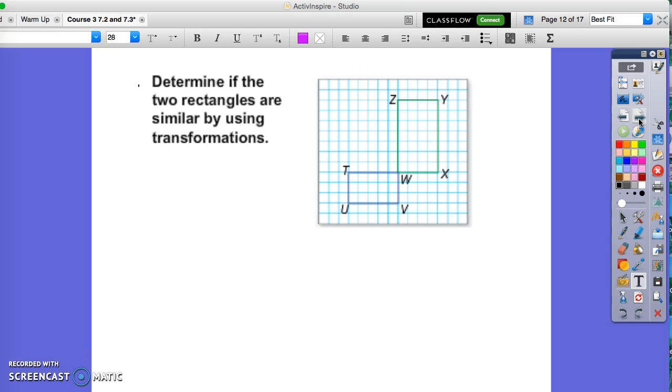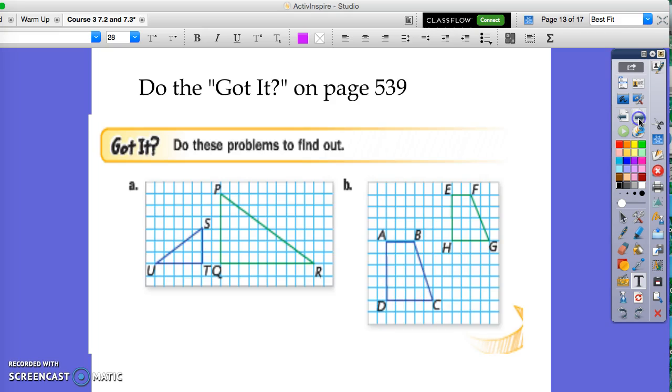So you're going to try this now on page 539 of your textbook. If you need to, pause the video and do your work and then come back and we'll look at the answer.